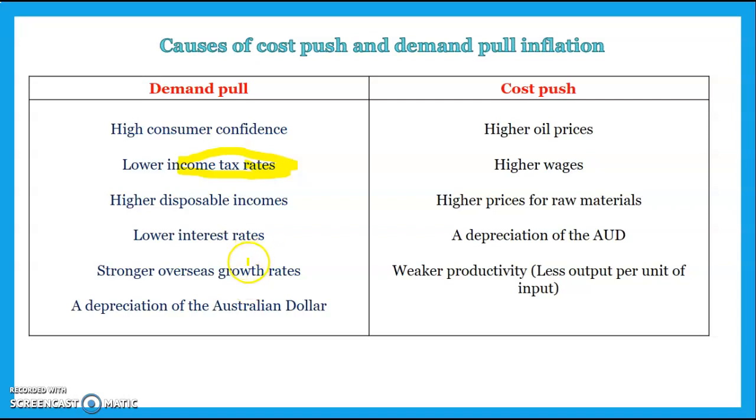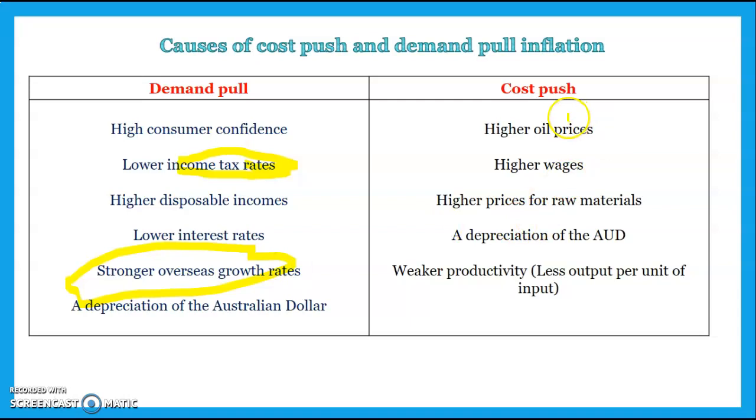Stronger overseas growth will generally increase the demand for our exports, which might lead to higher prices for Australian products as well. And it also means more jobs for Australians, which may then lead to more consumption spending as well. And a depreciation of the dollar, because then our products become more competitive and there might be more demand, so that leads to higher prices as well because foreigners buy more of our products.